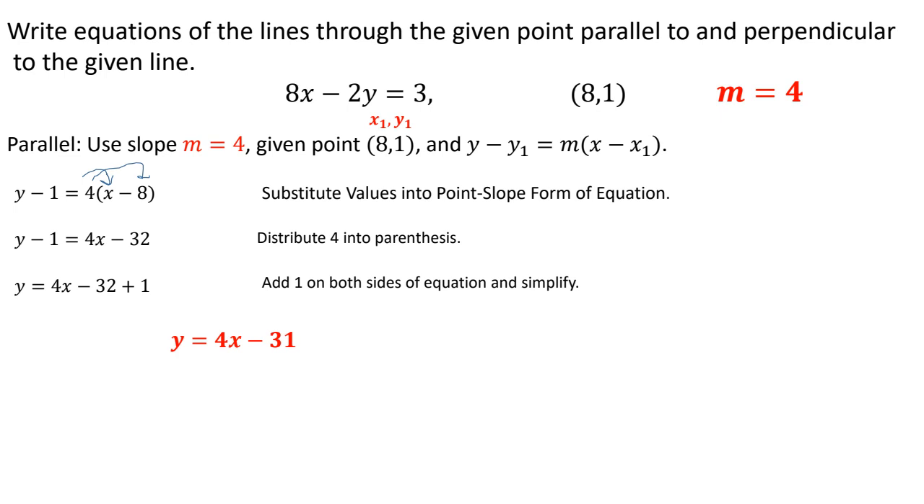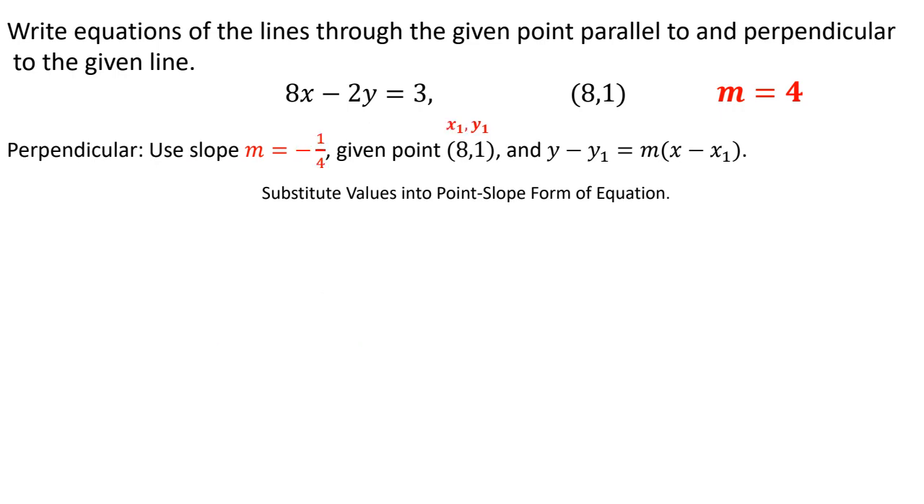Now, let's find the perpendicular line that goes through this point and is perpendicular to this line. So to get my perpendicular slope, what I like to do is get the opposite slope of this one. The way I think about this is, first, I think of this number as a fraction, 4 over 1. And the opposite of this fraction would be its reciprocal. So the reciprocal of 4 over 1 would be 1 over 4.